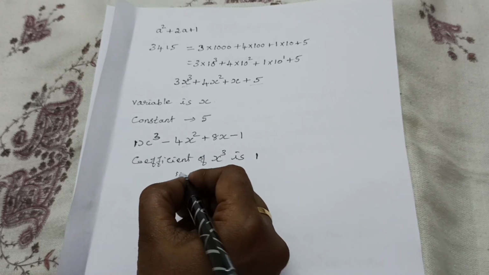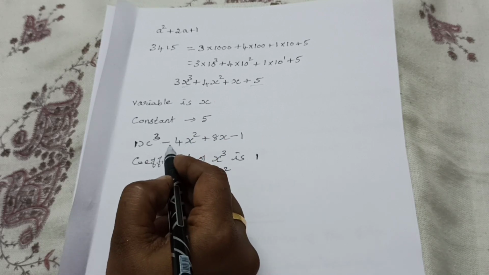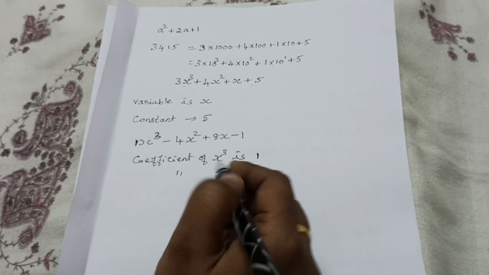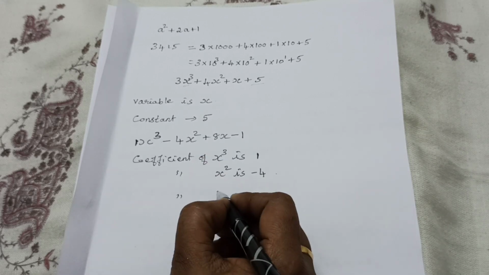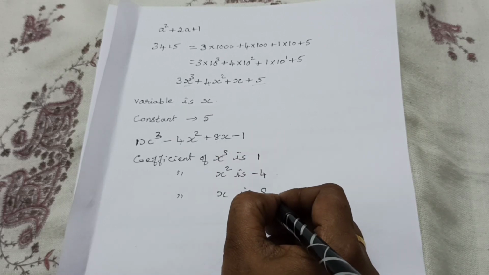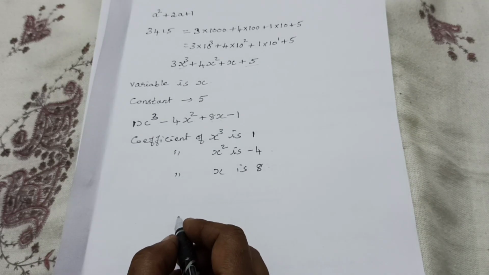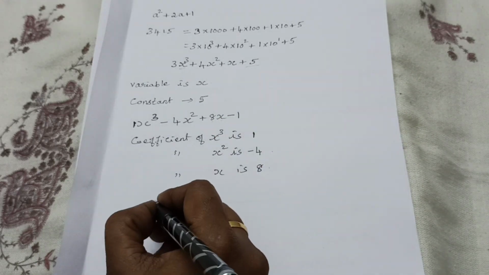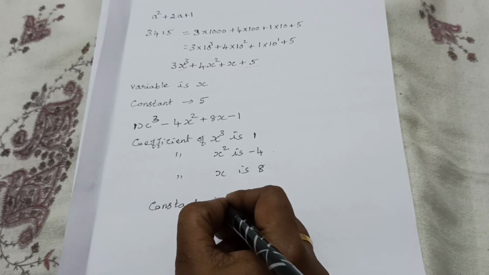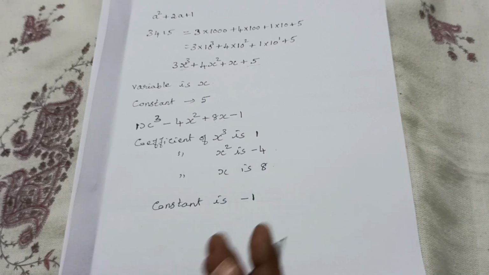Coefficient of x cube is 1. Then like that, coefficient of x square is minus 4. Coefficient of x is 8. Have you understood? And which is the constant? Constant is minus 1. Have you understood?